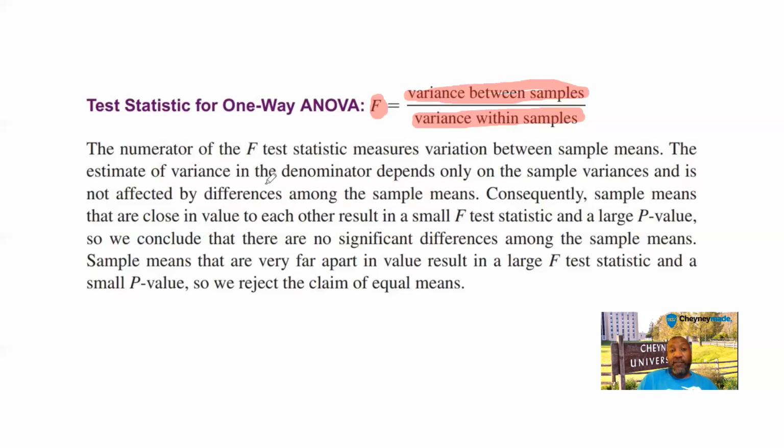Now, reading this is just reiterating what I've already said. The numerator of the F test statistic measures variation between samples. The estimate of variance in the denominator, down bottom, depends only on the sample variances and is not affected by differences among the sample means. So this is saying it's only impacted by the sample variance. We're looking in the samples to see how much variance, AKA variability, exists. It doesn't really care about how different the sample means are. It's just looking at inside each of the samples, how much chaos, variability, variance is going on.